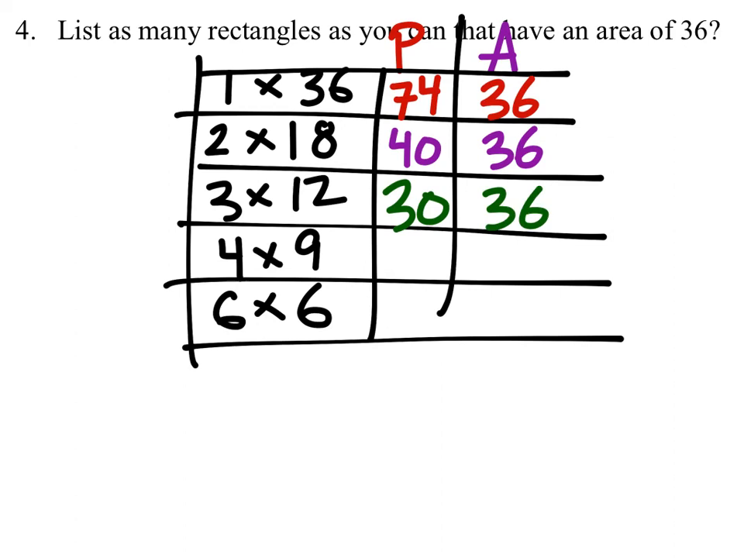It's getting smaller, smaller. What about 4 by 9? How much perimeter is there? 26, right? What's the area? 36. What about 6 by 6? How much perimeter would we have? 24. How much area? 36.